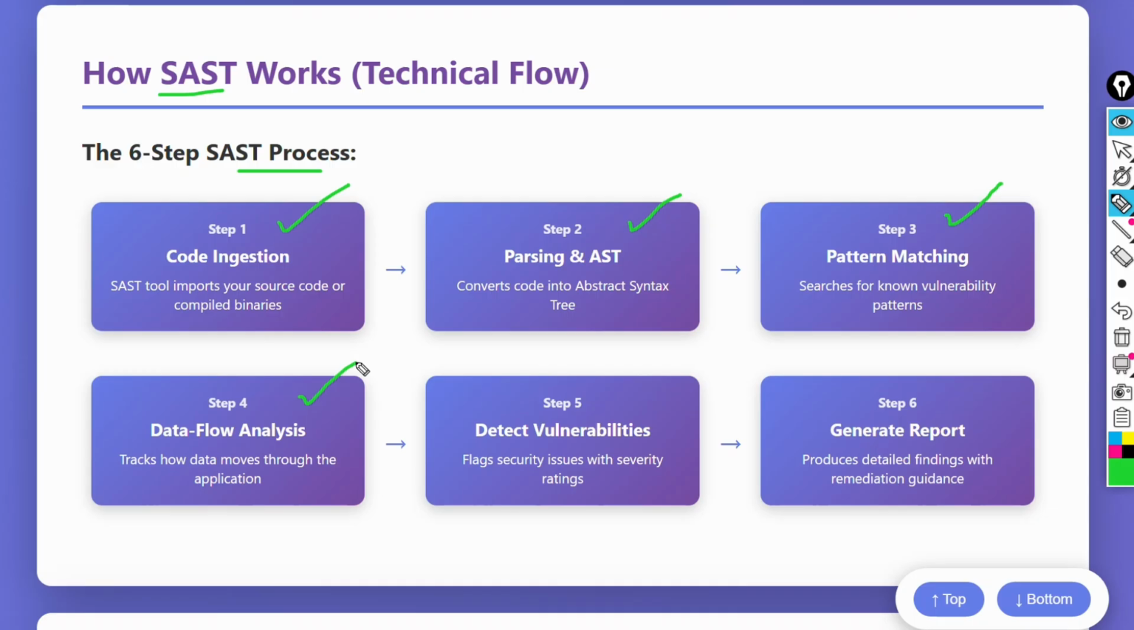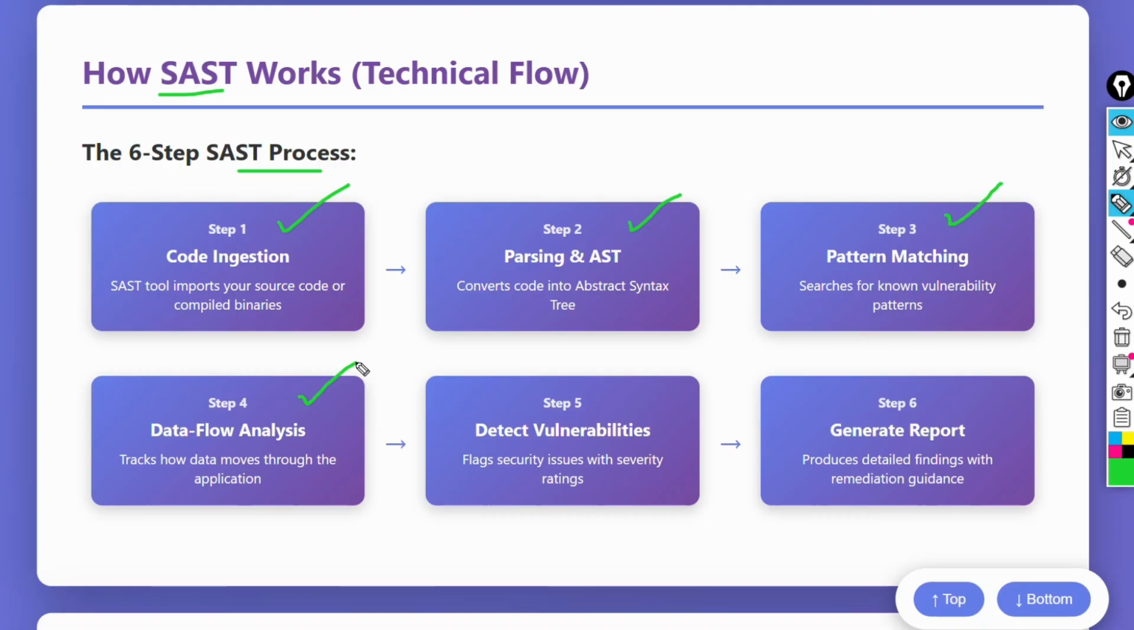And in the fourth step, data flow analysis is done. The tool tracks how the data moves through the application. That means it checks whether sensitive data like passwords or credit card numbers could be leaking, or exposing APIs, as it flows from one part of the code to another part.